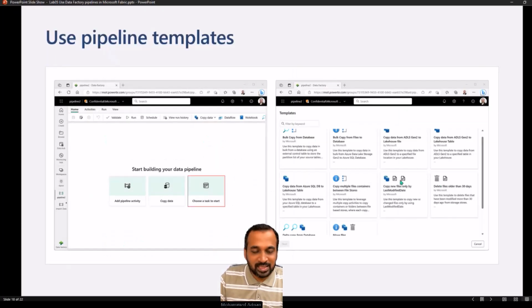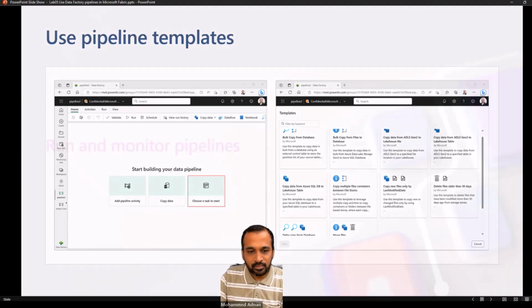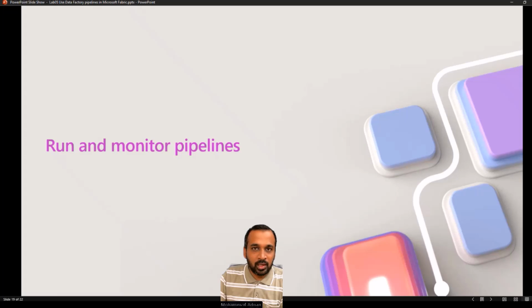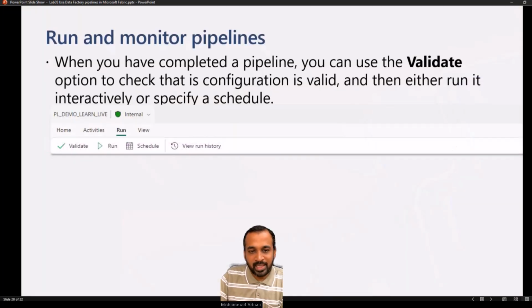So we can make use of these activities template, and then we can just define our own pipelines, our own lakehouse and destination and source for that. And finally, how we can run and monitor the pipeline. Like I said in the beginning of this video, we have an option that we can run manually, or we can also schedule this pipeline based on our flexibility.